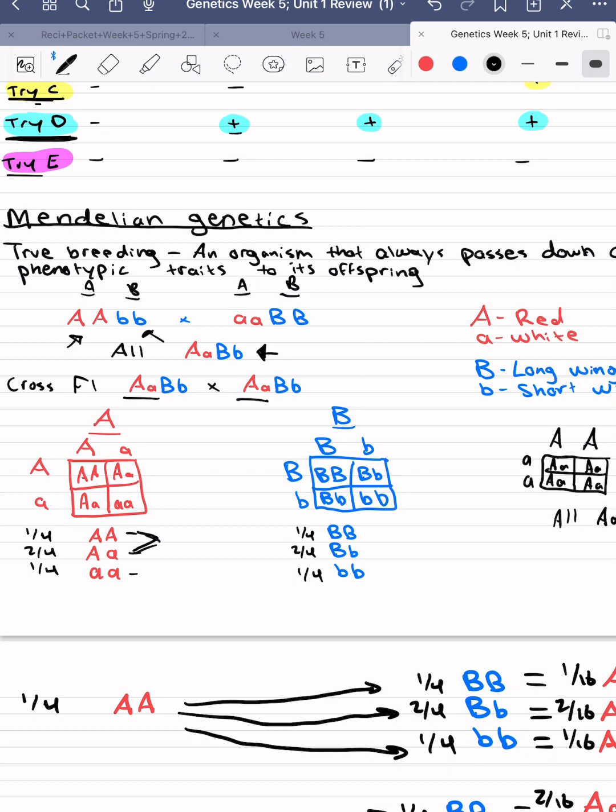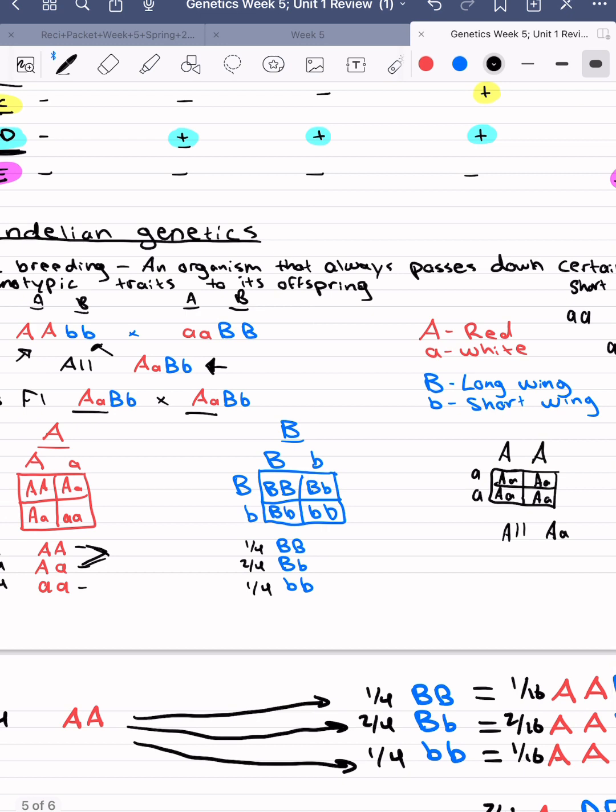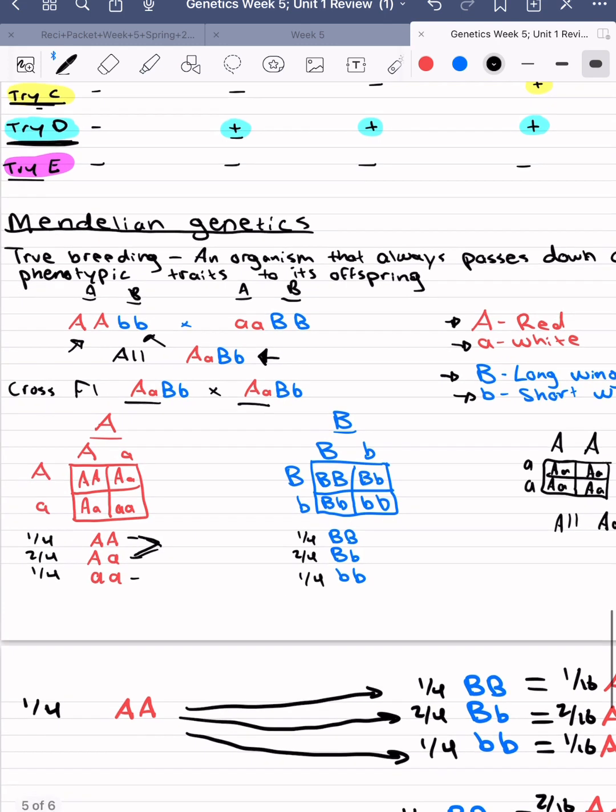Now, for these alleles, big A counts for red. If an organism has a big A allele, it's going to be red. A little a allele, it's going to be white. A big B allele, they're going to have long wings. Little b allele, they're going to have short wings.